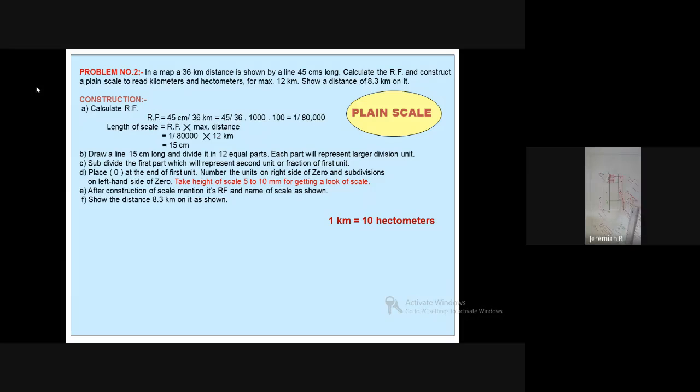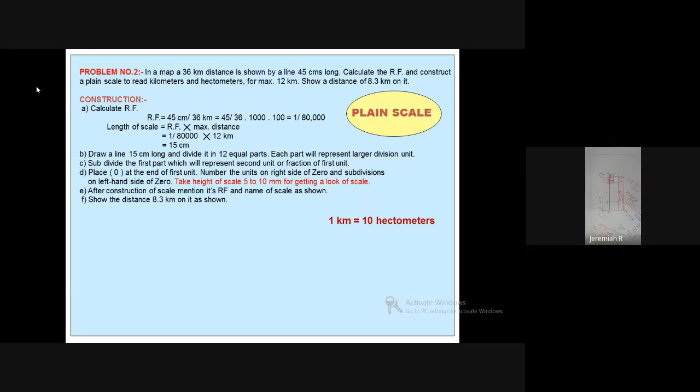To convert 36 kilometer to meter, multiply by 1000, and meter to centimeter, multiply by 100. The representative factor is 1 by 80,000. The length of scale formula is representative factor into maximum length to be measured. The maximum distance is given, 12 kilometer. So 1 by 80,000 into 12 kilometer. Converting kilometer to meter, into 1000, so 1 by 80,000 into 12 into 1000. That will be in meter.